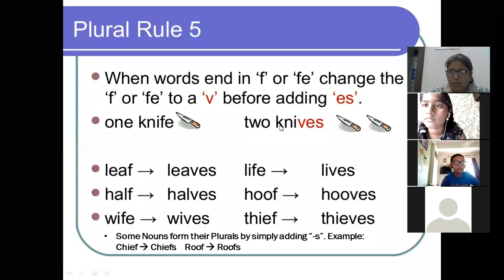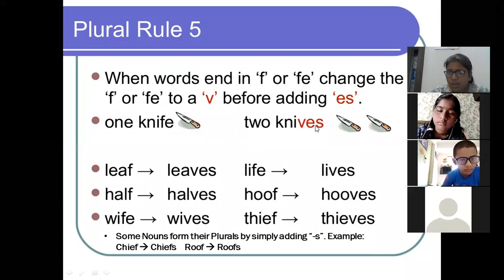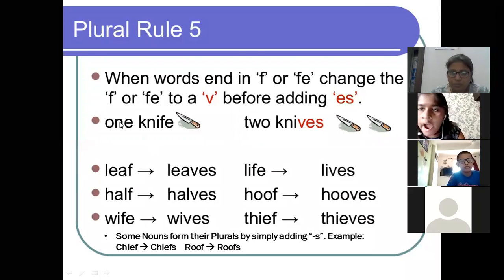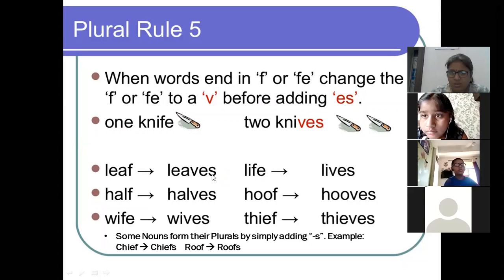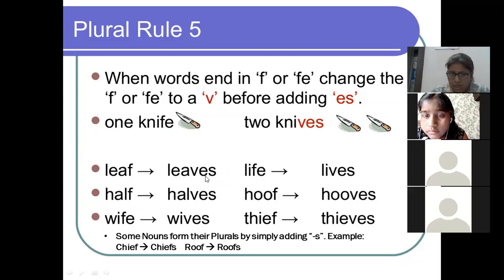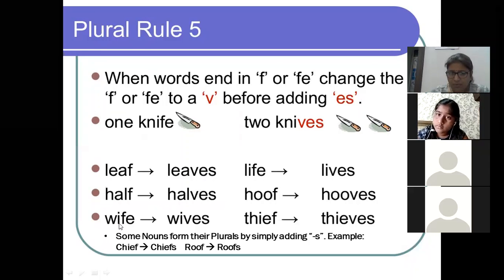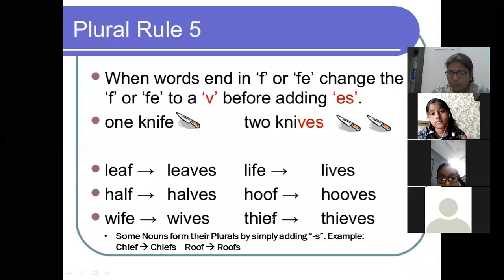So the word is becoming knives. Again, if the word is ending with F, we are changing F into V and adding ES. So it is becoming leaves. Same with life, wife, hoof, then thief. Now, some nouns form plural only by adding S. We do not add VES.